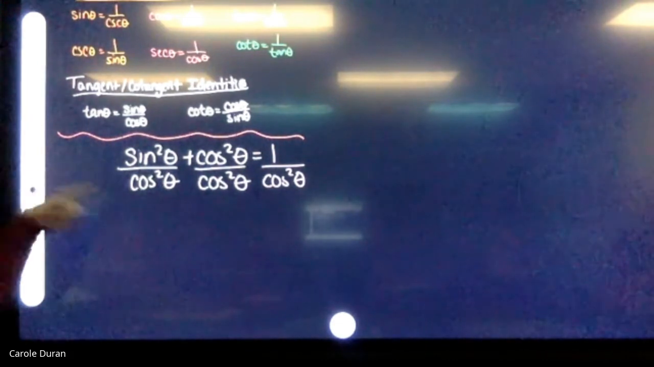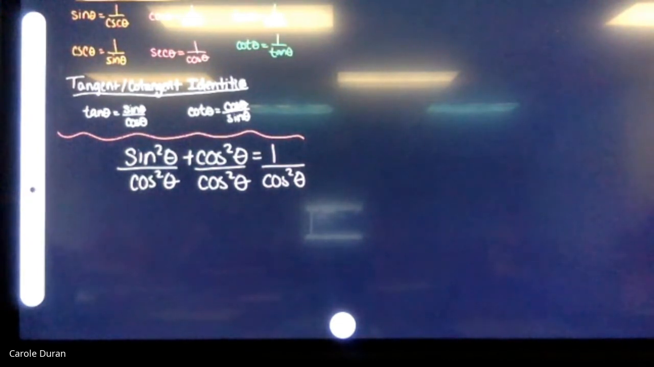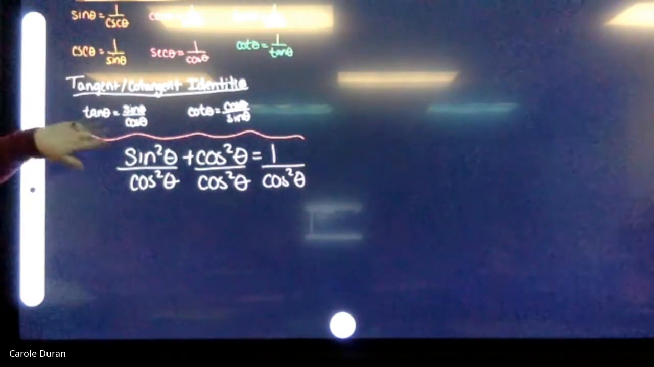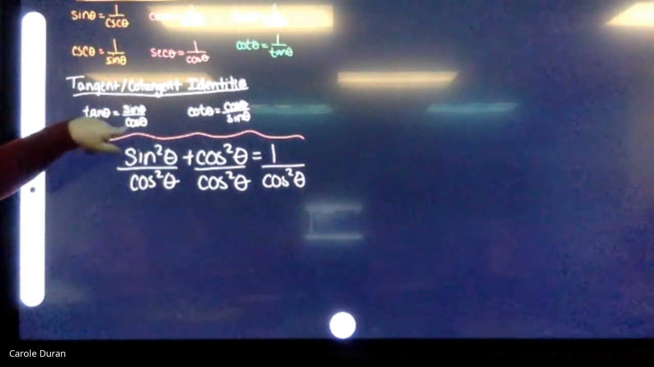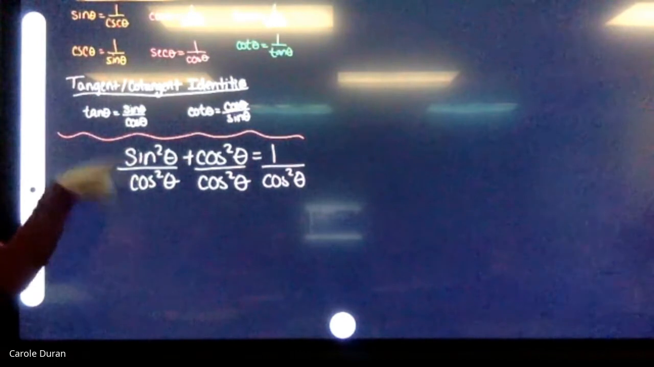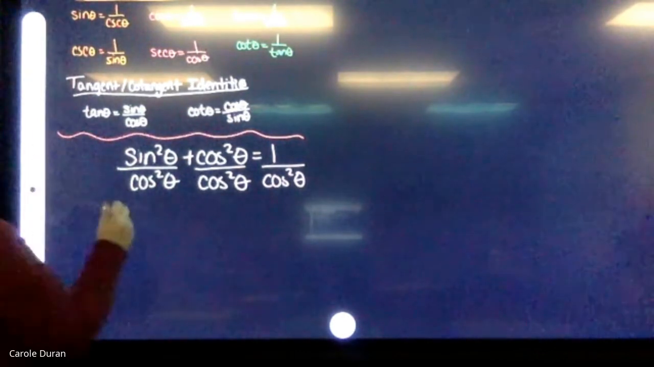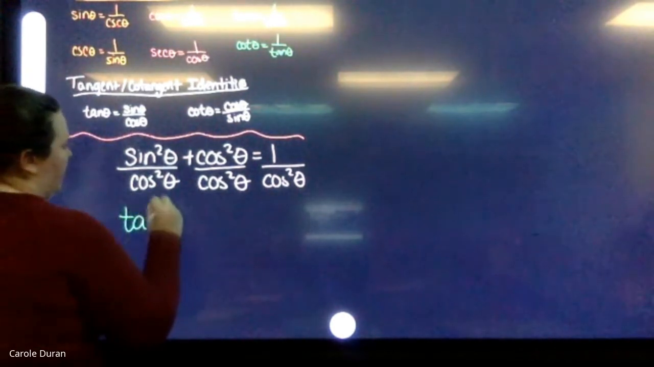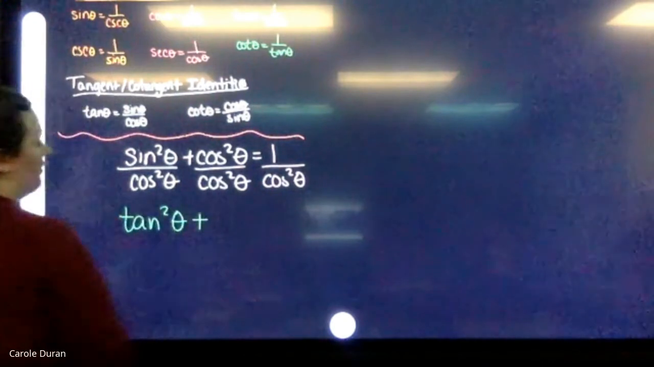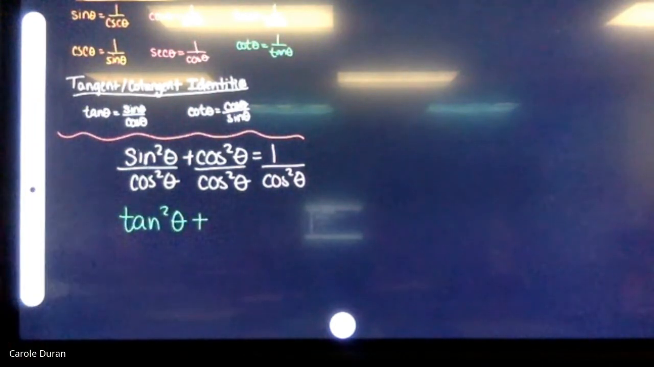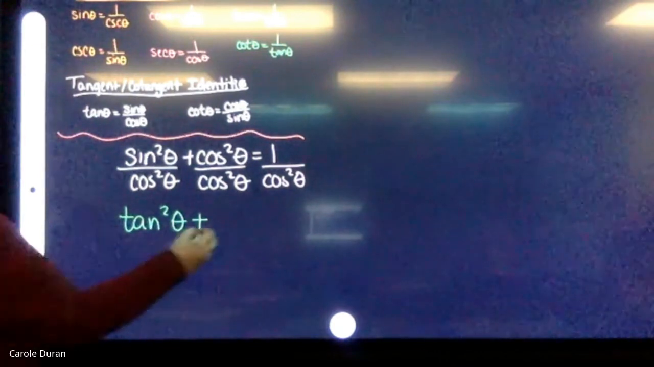Devin, what does sine over cosine turn into? Tangent, because I go and I look and I say tangent. Yep, it's sine over cosine. Since these are both squared, the tangent will be as well. So this turns into tangent squared theta. Jeremiah, what about cosine squared over cosine squared? 1, because the top and the bottom are exactly the same.